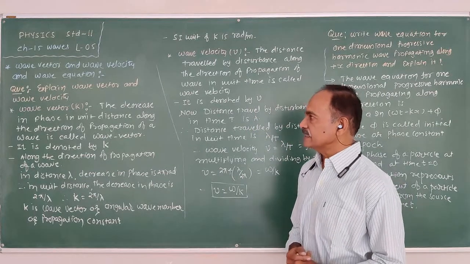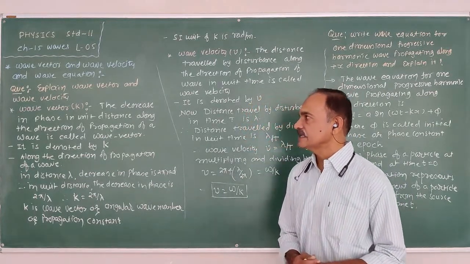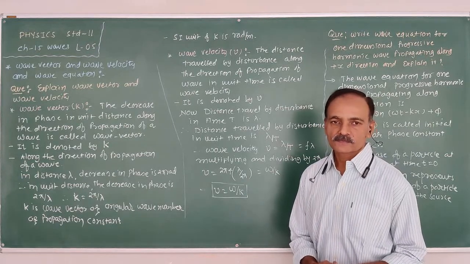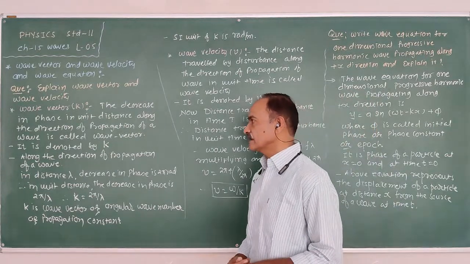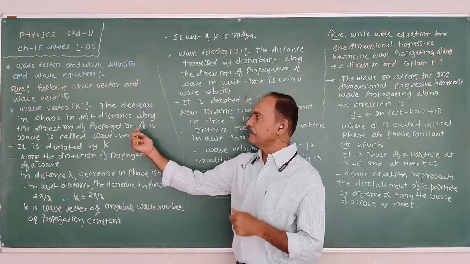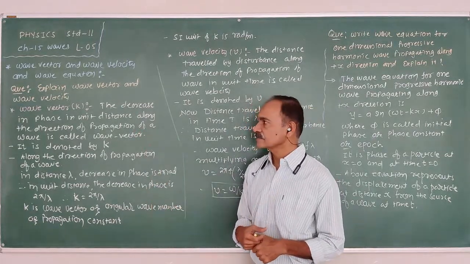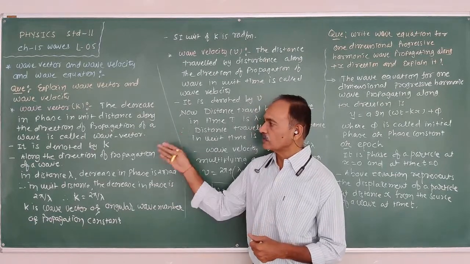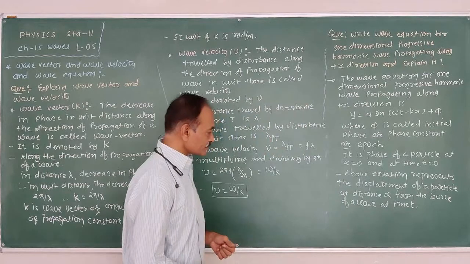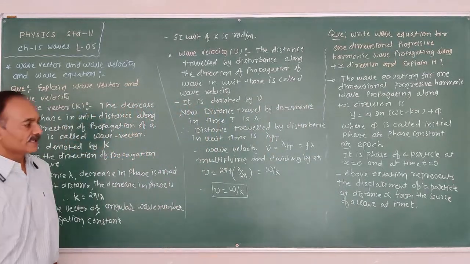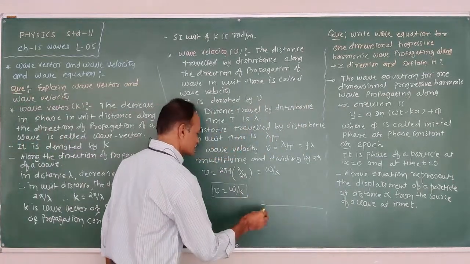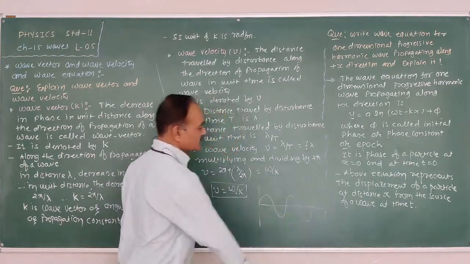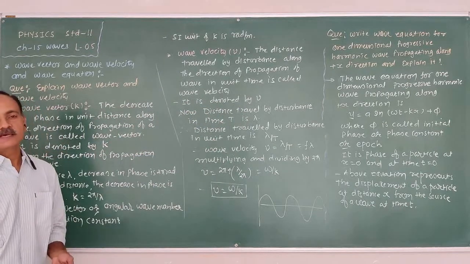Wave vector is the decrease in phase in unit distance along the direction of propagation of the wave. Again, the decrease in phase in unit distance along the direction of propagation of a wave is known as the wave vector. Now friends, already we know the wave propagating along the positive x direction. Already we defined the wavelength.